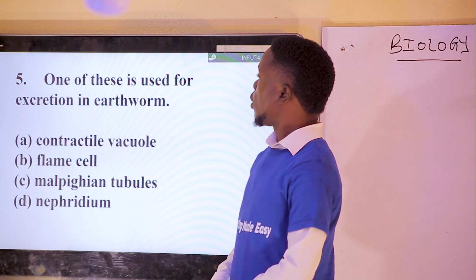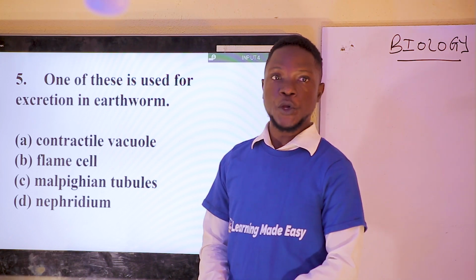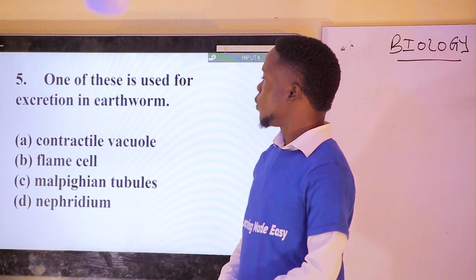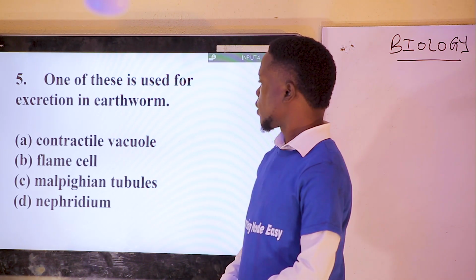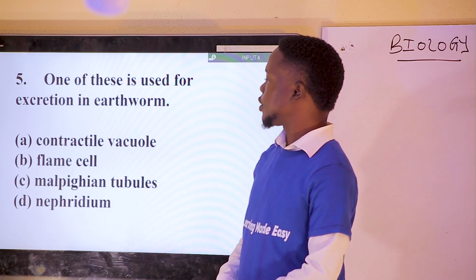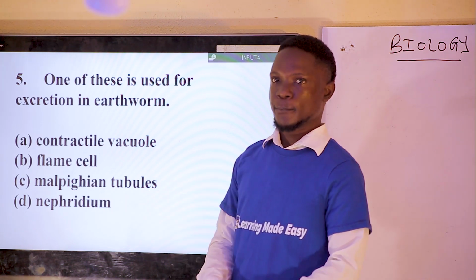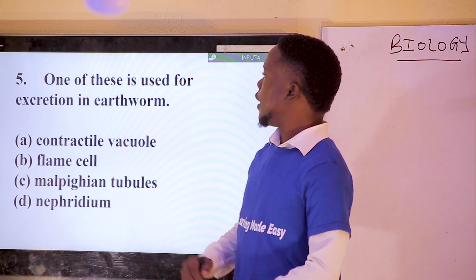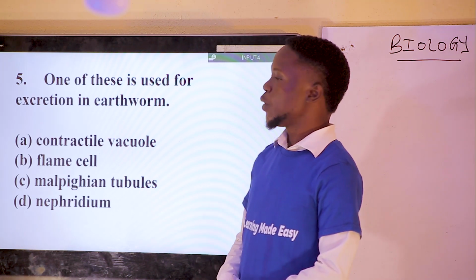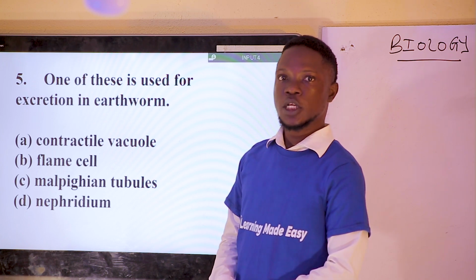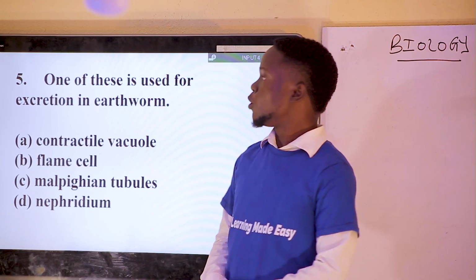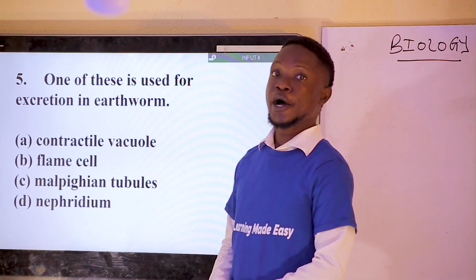Next question. Question number 5. One of these is used for excretion in earthworm. A. Contractile vacuole. B. Flame cell. C. Malpighian tubules. And D. Nephridium. The answer to this question is Nephridium. Malpighian tubule is used for excretion in insects, while flame cell is the organ of excretion in flatworms, and contractile vacuoles is the organ of excretion in Amoeba and paramecium.